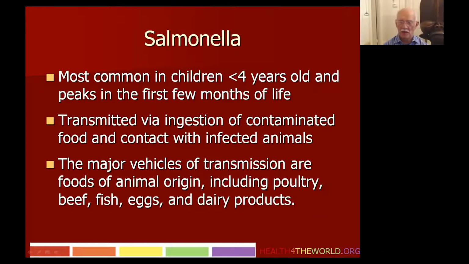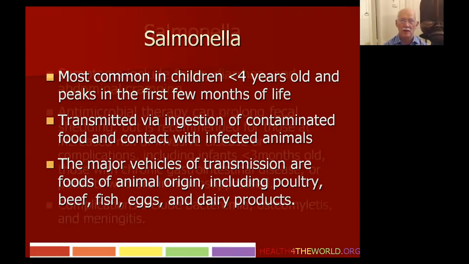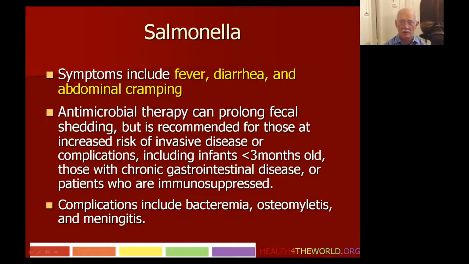And here in the United States, there was some problem with children having pet turtles, and they put the turtles, like everything else, in their mouth and can become infected with Salmonella. Major vehicles of transmission are foods of animal origin, including poultry, chickens, beef, fish, eggs, and dairy products. The symptoms of Salmonella infection include fever, diarrhea, and abdominal cramps. Antimicrobial therapy can actually prolong fecal shedding rather than shorten the infection.